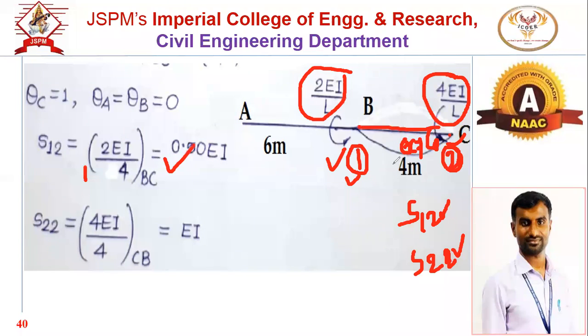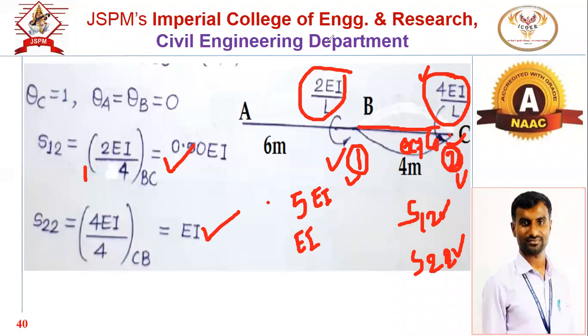Then S22, the stiffness at 2 due to the rotation at 2 itself, will be 4EI/L. So L is 4, so 4 by 4 EI. So here we have got 0.5 EI and 1 EI. So this is our second column element.